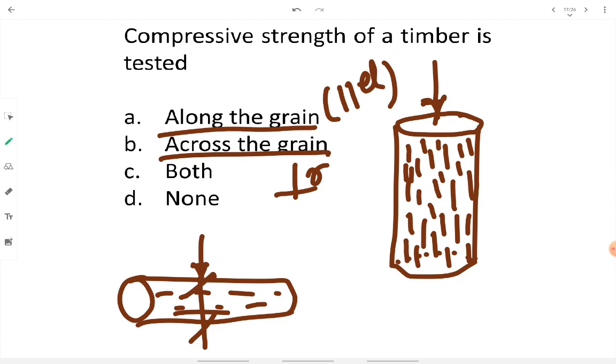We perform all kinds of tests. Let's say a tensile test, a bending test, a compressive strength test. We carry out all these tests along as well as across the grain orientation. Okay, that's why points A and B are correct. We will go with option C, which is both. Okay, let's go to the next question.